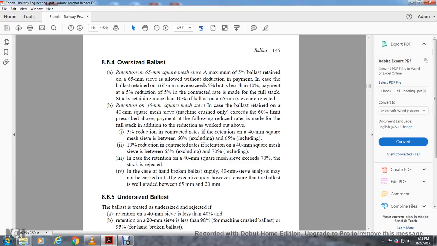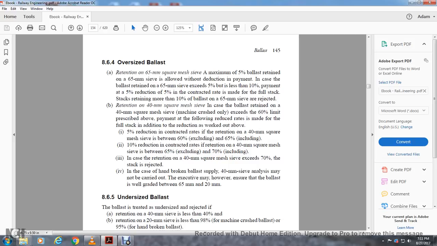In case the ballast retained on the 40 millimeter square mesh sieve, for machine crushed only, exceeds the 60% limit described above, payment is made at a reduced rate for the full stack, in addition to the reduction worked out above. 5% reduction in contract rate for retention on the 40 millimeter sieve between 60% excluding and 65% including. 10% reduction in contract rate for retention on the 40 millimeter sieve between 65% excluding and 70% including.